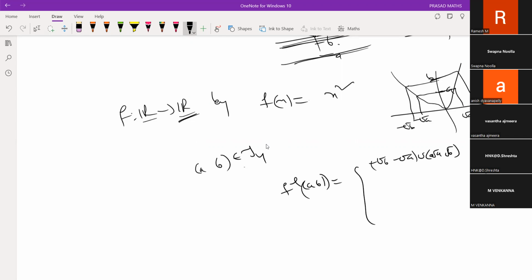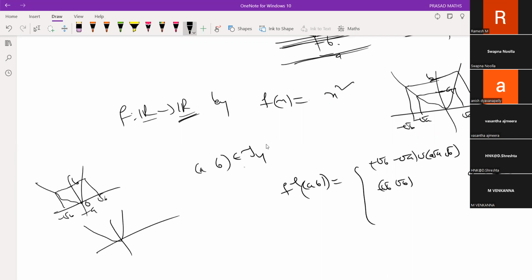Whenever a is below 0, what is the inverse image? Minus root b to plus root b, whenever a is less than 0 and b is positive. Whenever b is outside, meaning a is outside, there is no image for a and b. So what is the inverse image?